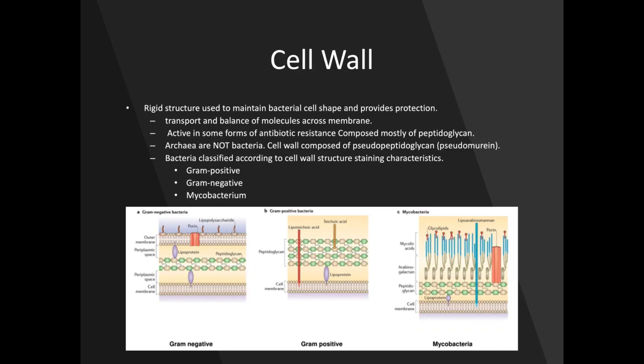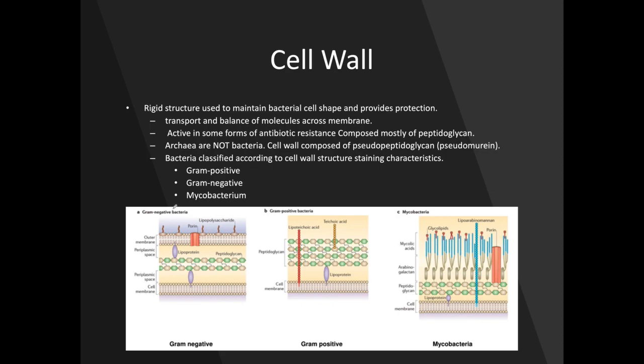Cell wall. The cell walls of bacteria come in three flavors, you could say. The cell wall itself is a very rigid structure. It's used primarily to maintain the shape of a bacterial cell, and it does provide some protection against pressure and other bacteria.